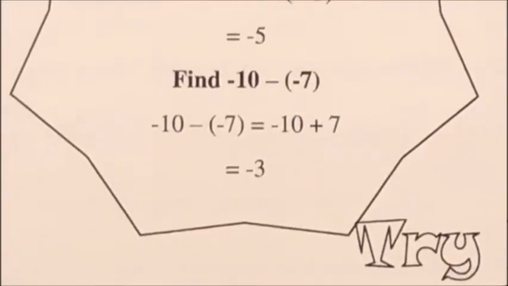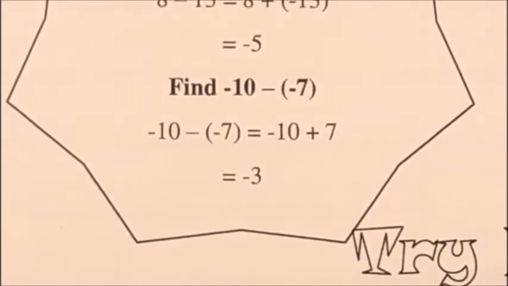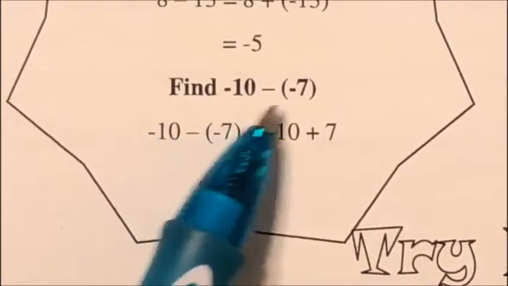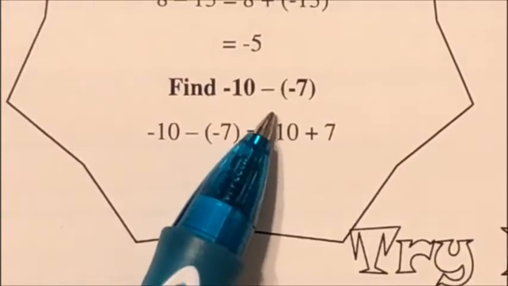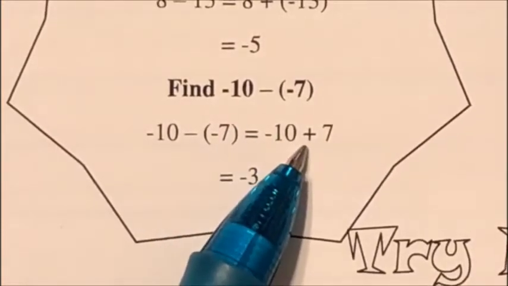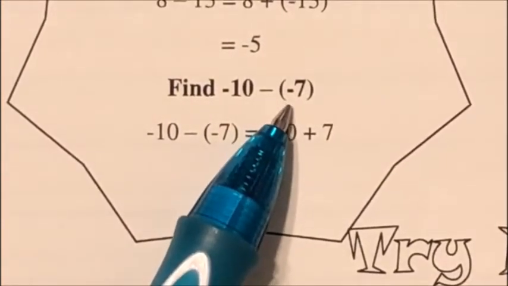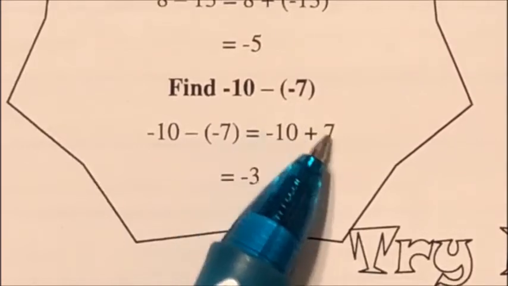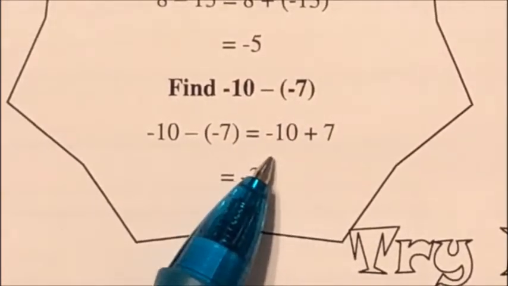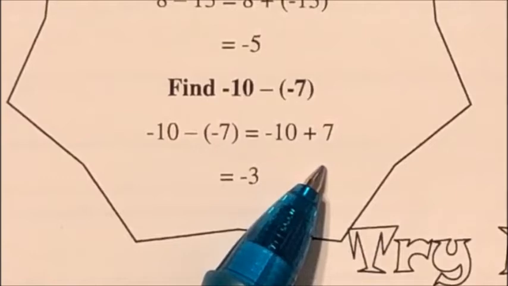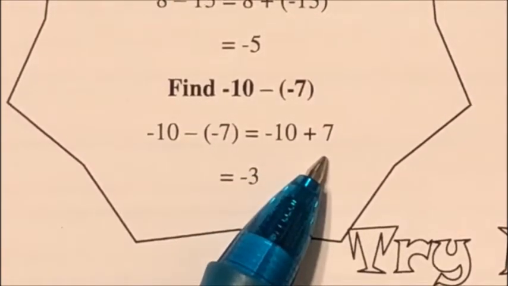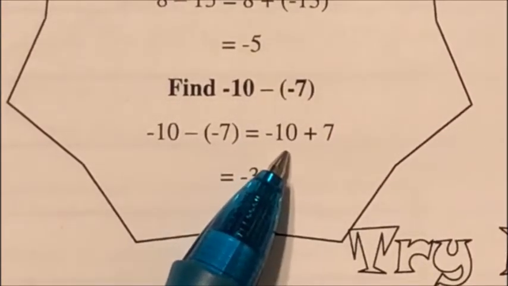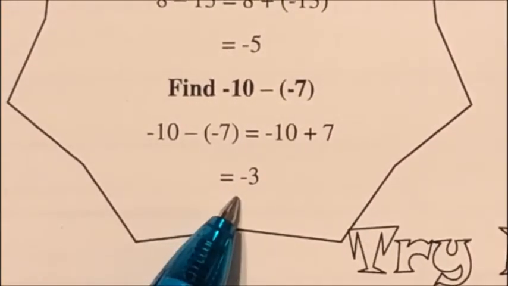I also have negative 10 minus a negative 7. Okay, add the additive inverse. Negative 10 stays the same. The minus sign becomes a positive sign. Negative 7, its additive inverse, is positive 7. So I get negative 10 plus 7, right? Different signs, so I subtract them. 10 minus 7 is 3. 10's bigger, 10's negative, so my answer is negative.